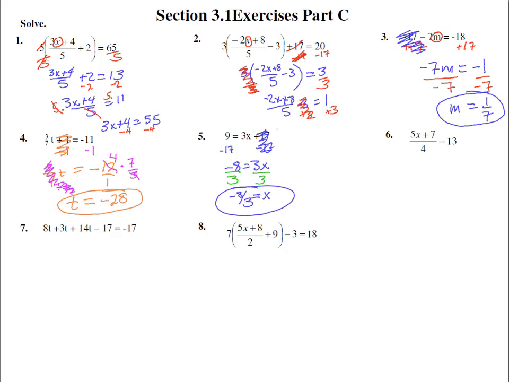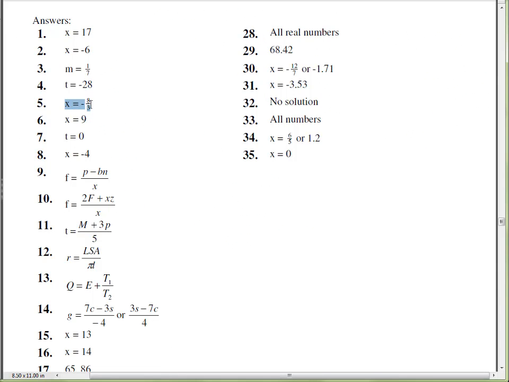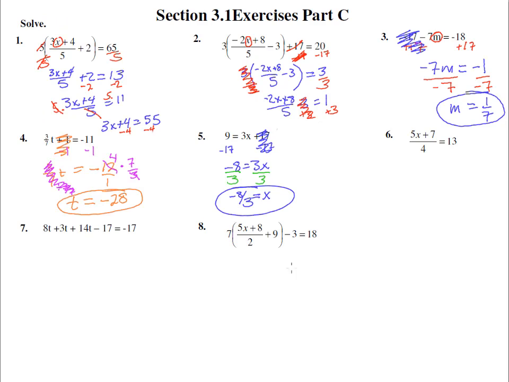Let's double check our answer. X equals negative 8/3, correct. Number 6, a little bit bigger problem here. 5x plus 7 divided by 4 equals 13. We have three numbers that we're going to have to get rid of, the 5 and the 7 and the 4. Going reverse, it was 5 times x plus 7, then all divided by 4.